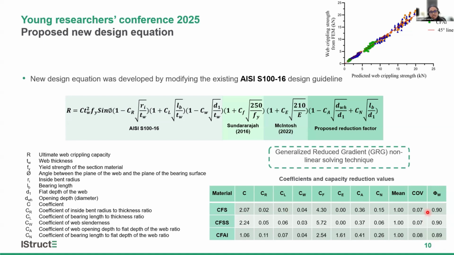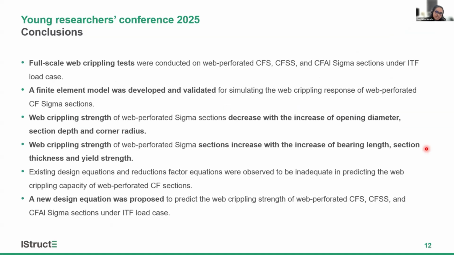And it was observed that these values were well within the expected range of the relevant codes. And with that, the developed equation was validated for predicting the web crippling strength of web perforated cold form steel, cold form stainless steel, and cold form aluminum sigma sections under the ITF loading condition. So these are the conclusions of our study.